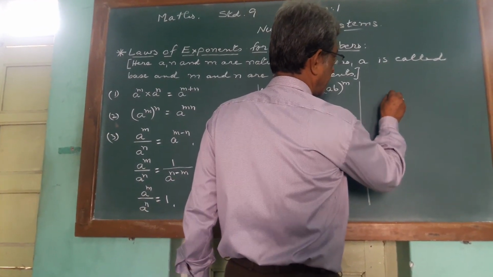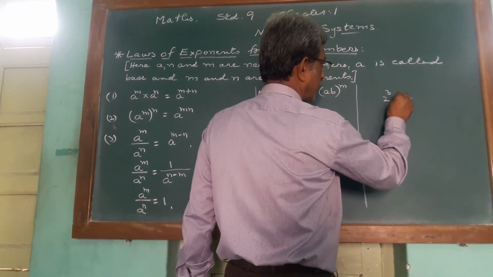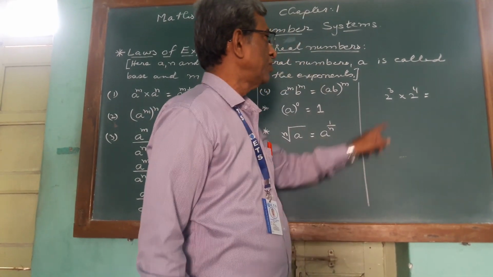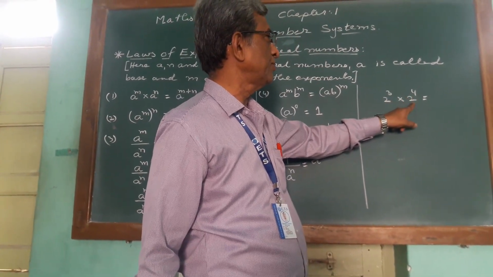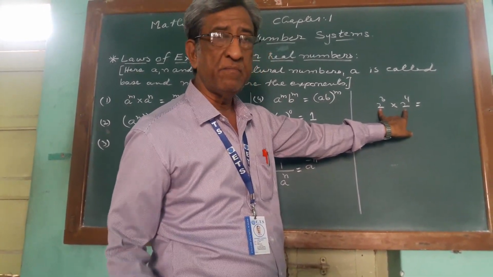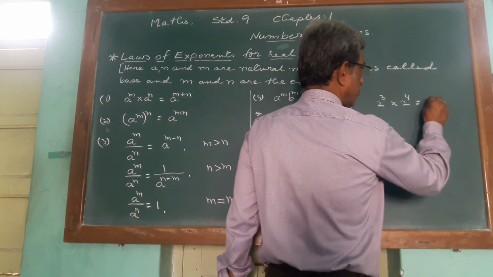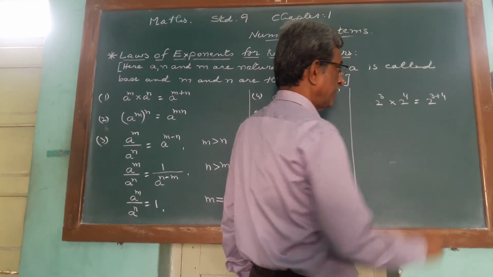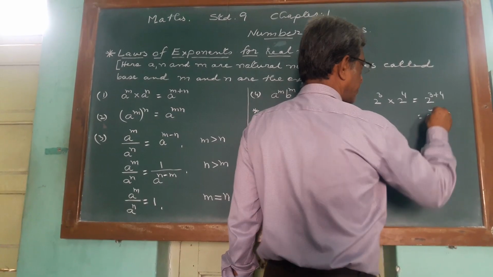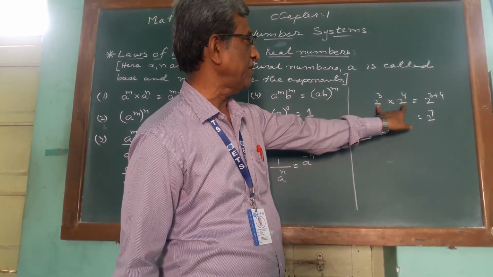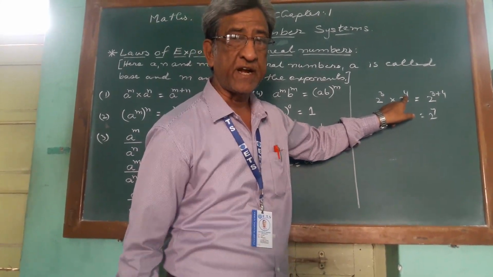As for example, if you take 2 raised to 3 into 2 raised to 4, you can see the base is the same. So you have to write the base only once. That is 2 raised to 3 plus 4. That gives you 2 raised to 7. So if the base is the same, their indices are added.